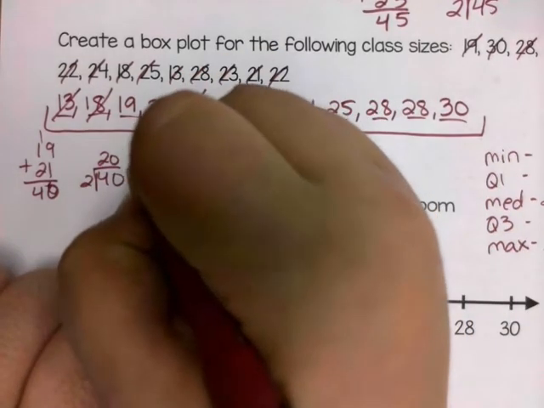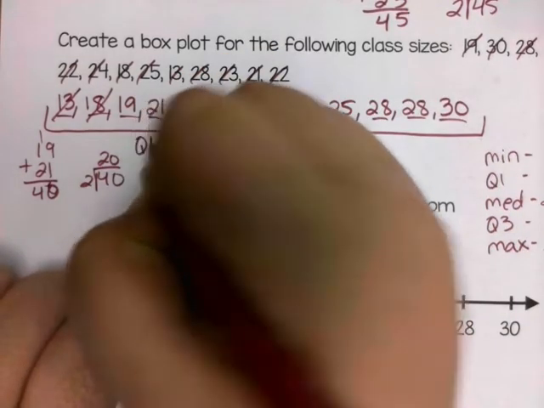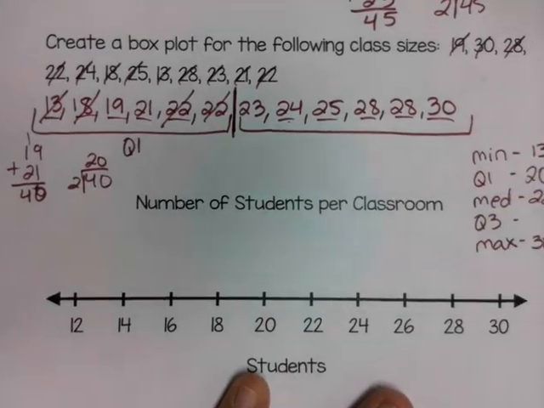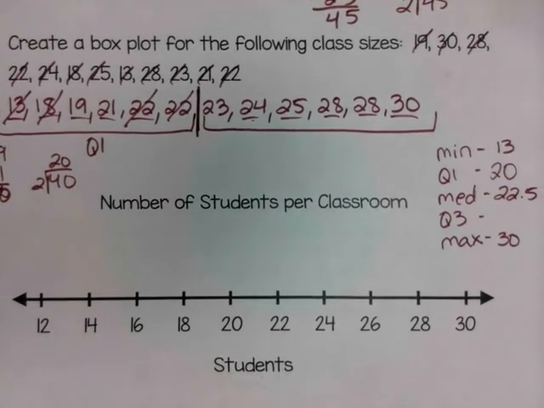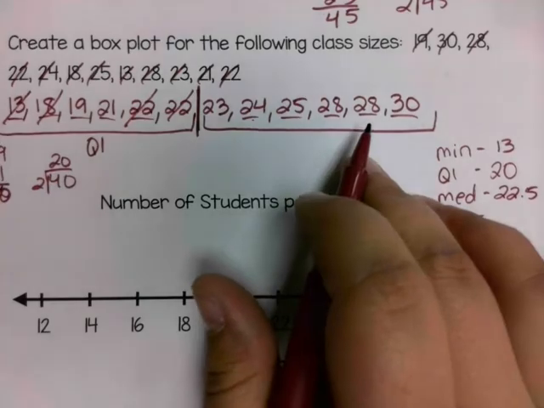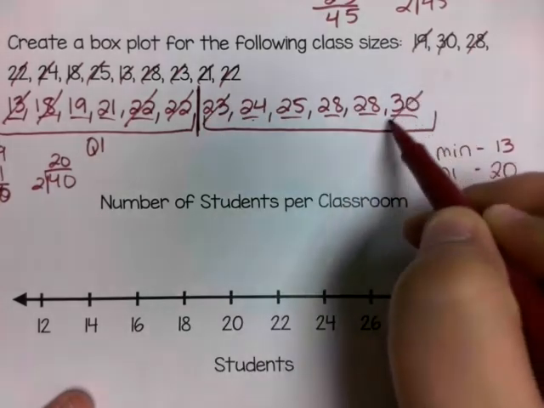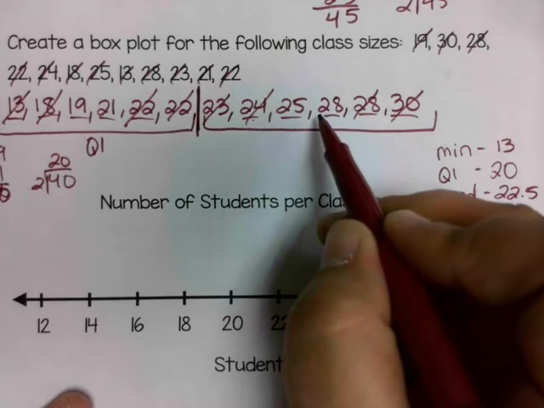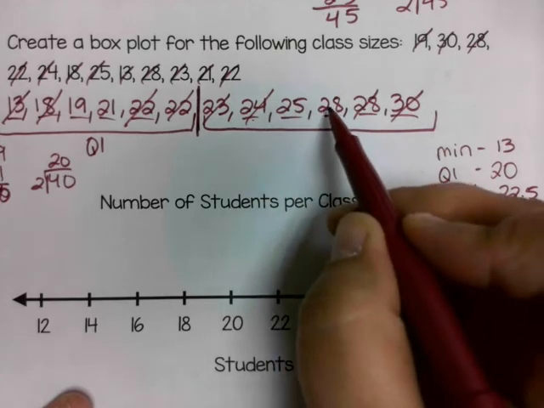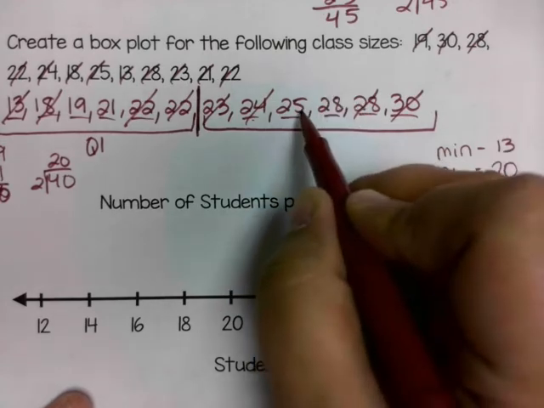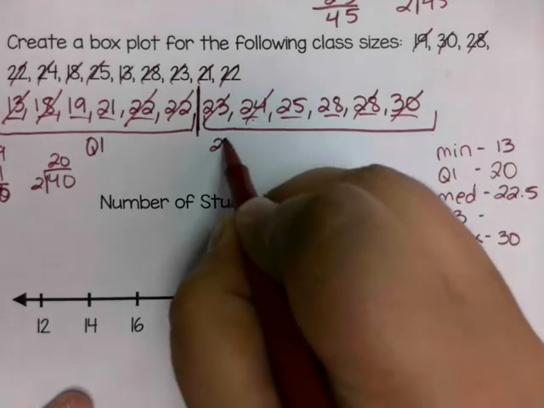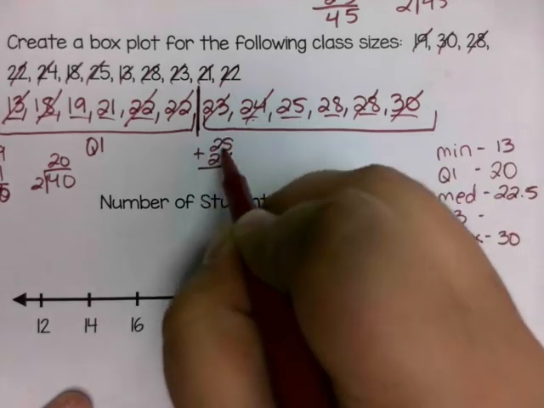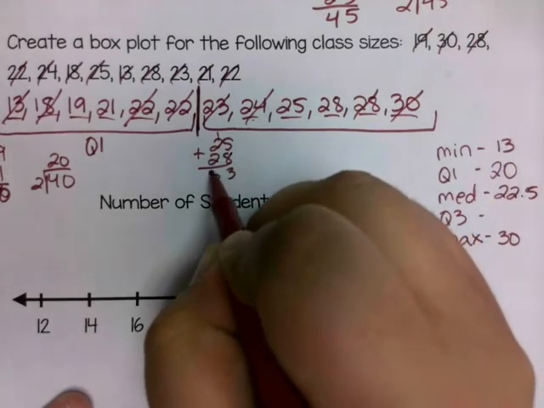So Q1 is right there of 20. I can't see what I'm writing over there. All right, and then over here, same thing. We're going to cross off low, high. And here we have 2 numbers in the middle again. This is a little bit bigger of a range, so it might be harder to see. So let's add those 2 up. 25 plus 28. We get 53.